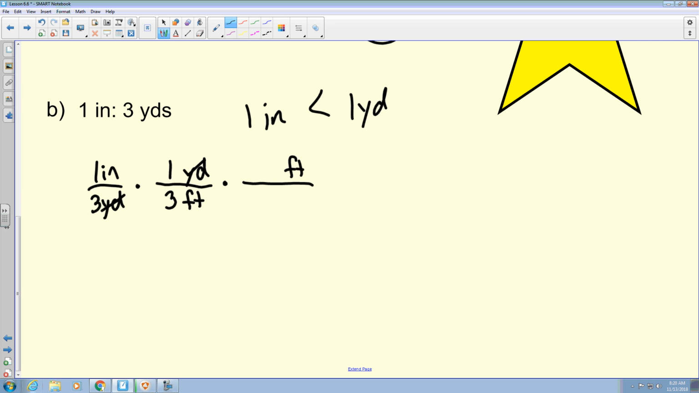and I can put feet on the top and inches on the bottom, I know 1 foot equals 12 inches. Feet and feet get canceled. So now multiply it across. 1 times 1 times 1 is 1, and left with inches. And then 3 times 12 is 108 inches. And then finally, inches and inches cancel. So now I'm left with 1 over 108.